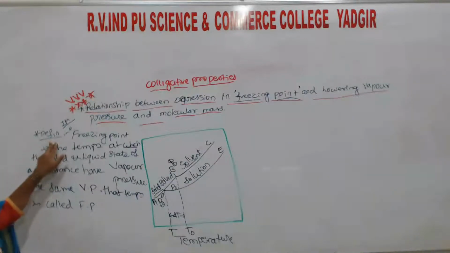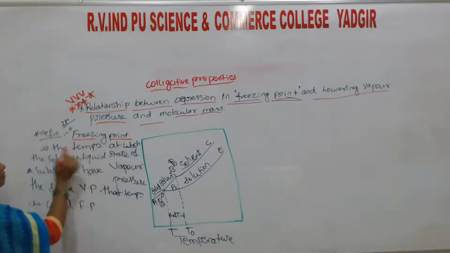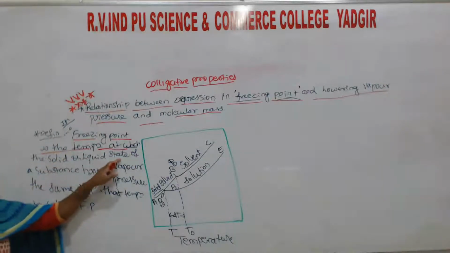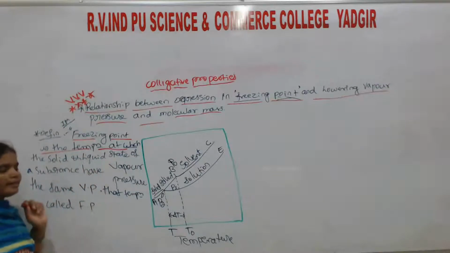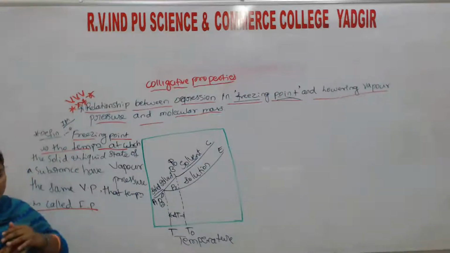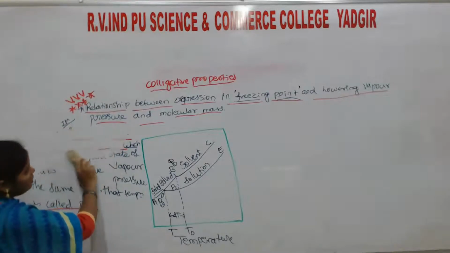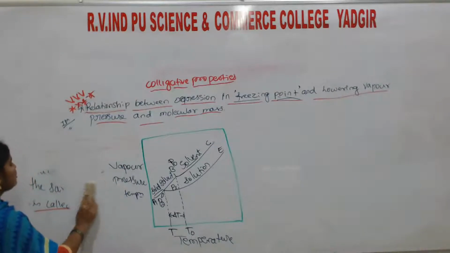See here, the definition of freezing point. The freezing point is the temperature at which the solid and liquid states of a substance have the same vapor pressure. That temperature is called the freezing point, or freezing temperature. When asked in your examination, you write this.